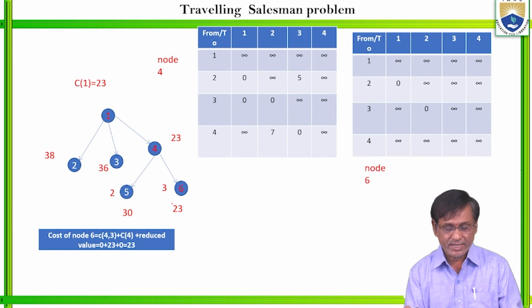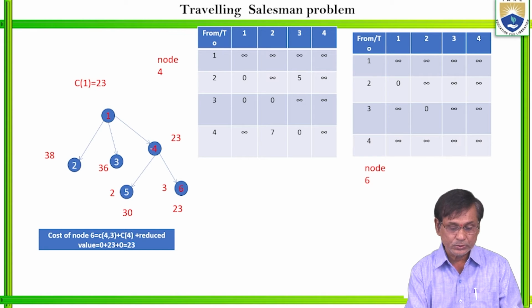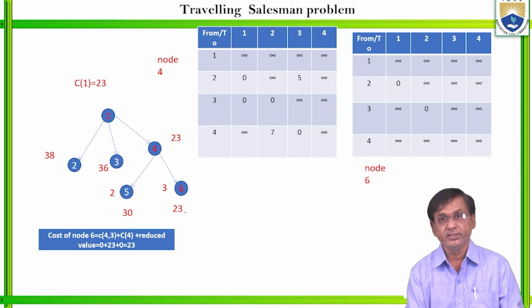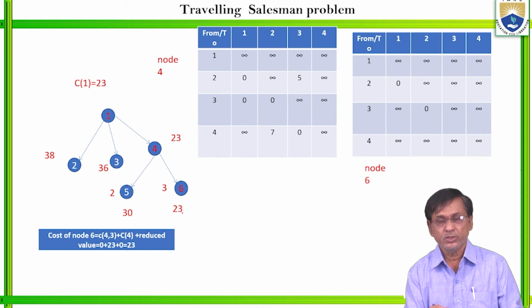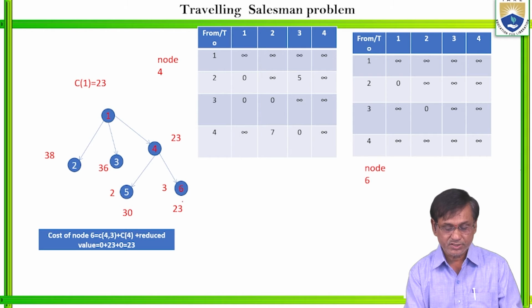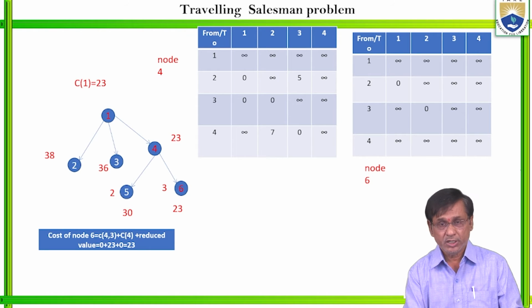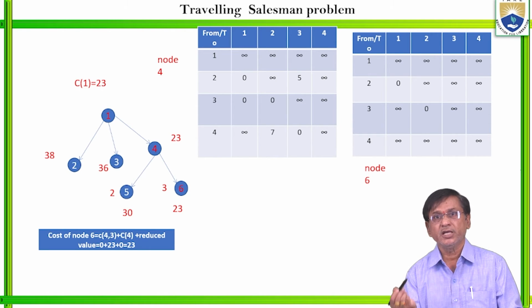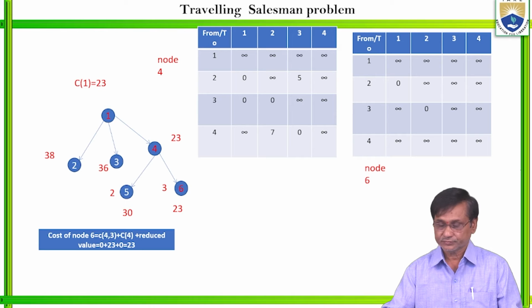Now the salesman has to take a decision. Either he goes from 4 to 2 or 4 to 3. But the cost of 4 to 2 is 30 and the cost of 4 to 3 is 23. So he has to select the route 4 to 3 only. So the minimum cost is node 6. Now we have to select the route from node 6.